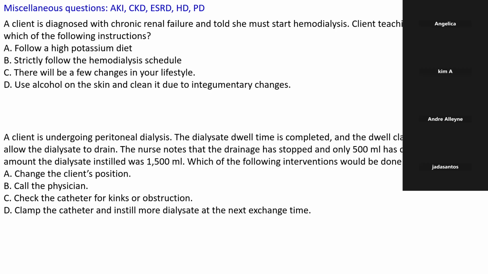A client is undergoing peritoneal dialysis. The dialysate dwell time is completed, and the dwell clamp is open to allow the dialysate to drain. The nurse notes that the drainage has stopped and only 500 mLs has drained. The amount of dialysate instilled was 1,500. Which of the following interventions would be done first?